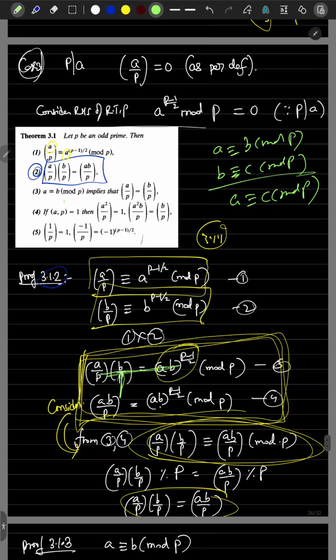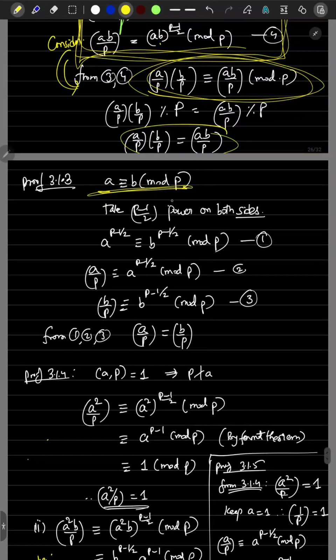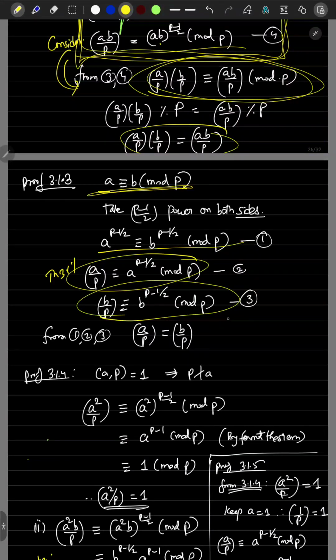Okay, next one. A congruent to B mod P. Then we can write that A by P equals B by P. Why? Again, similarly, consider this as A, and again I am taking the power P minus 1 by 2 on both sides. So it happens like this. This is from theorem 3.1.1. This is already known. Again this is already known.